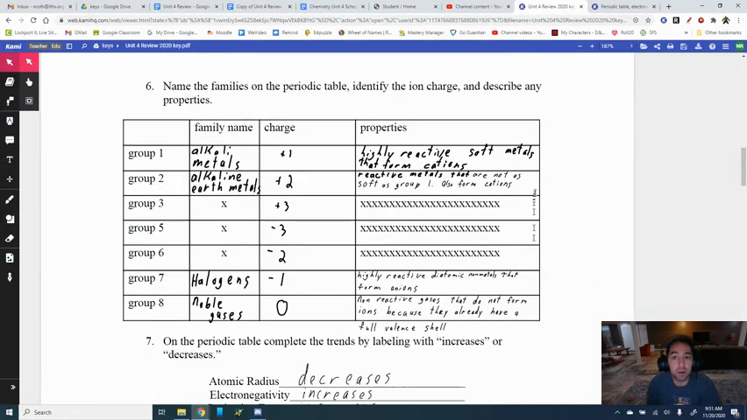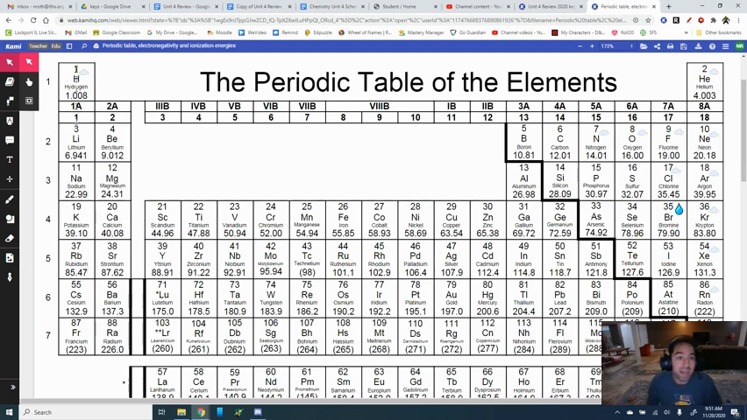All right, so next we're going to talk about all the different families and what their properties are. So group 1, that's group 1 right here. This is the alkali metals. The alkali metals are highly reactive soft metals that form a +1 cation when they form ions. Group 2 is the alkaline earth metals, and they're kind of like the alkali metals light. They are reactive but not as reactive. They are soft but not as soft. They do form cations. They form +2 cations instead of +1 cations.